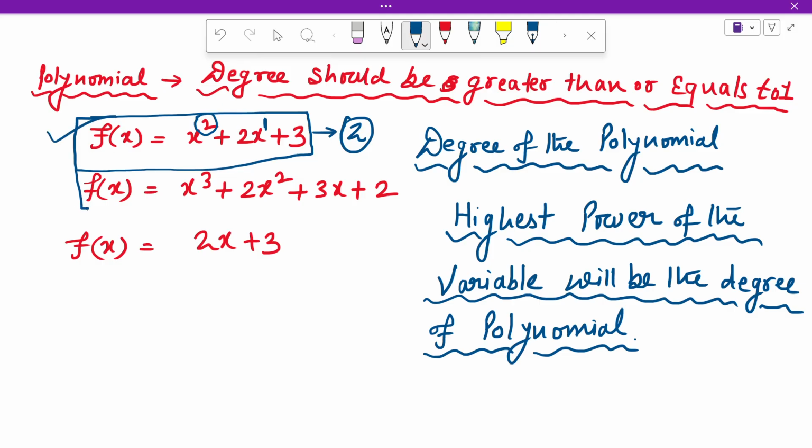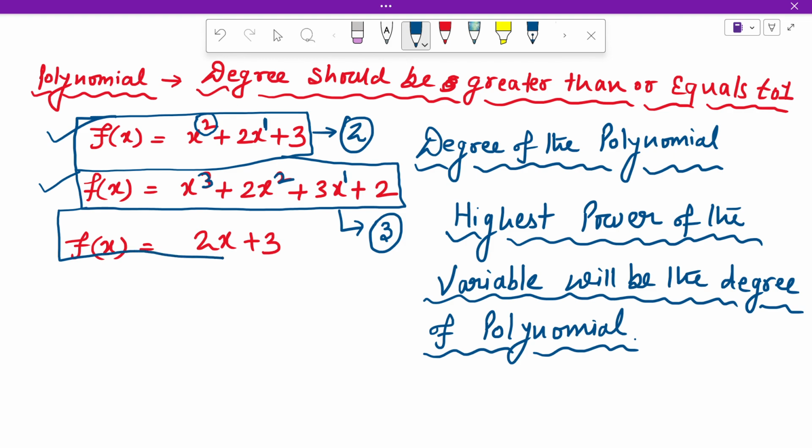The second one, in this example, if you see carefully, here you are having the power of 1 with the x square, here you are having the power of 2 with the x square, and here you are having a power of 3 with the x, which is the variable. So here the highest power is 3. That's why its degree is 3. So this one is known as a polynomial of degree 3 or a cubic polynomial.